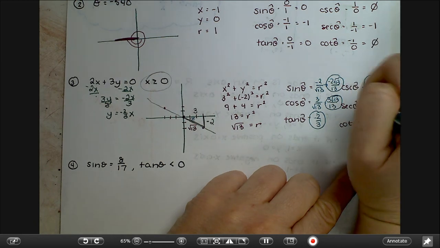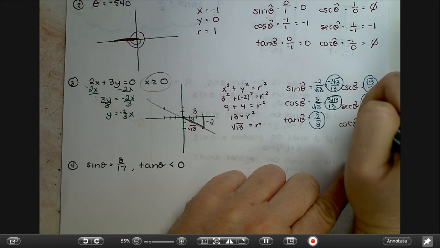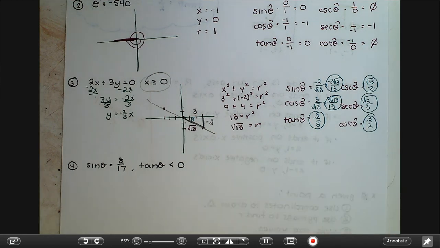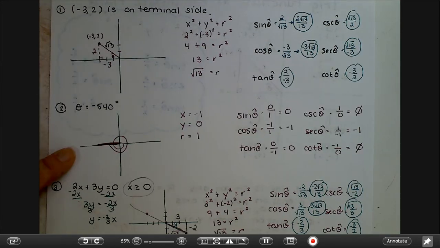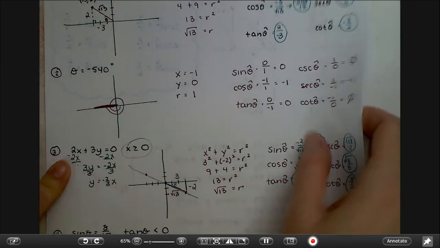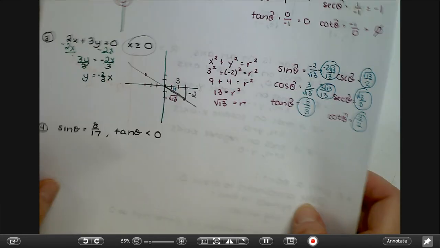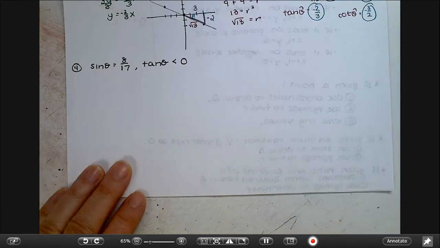Love when the radical's on the top. All right, so with a point, with an angle, with this line, and then this last one is just a little bit more confusing, but that's where the cast thing comes in.